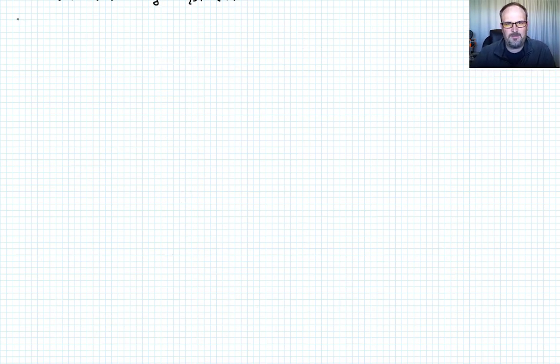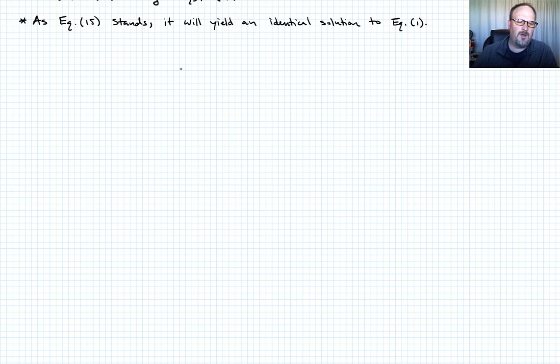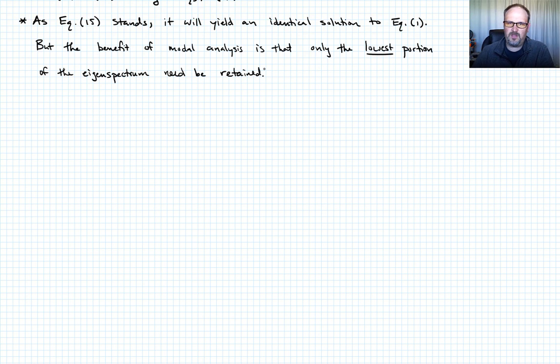Well, it's a good observation. So let's just write that as equation 15. As it stands, it's going to yield an identical solution to equation 1, right? Because it's just a transformation of it. Okay? But we know that the benefit of modal analysis is that maybe only the lowest portion of the eigenspectrum needs to be retained. So how do we do that?